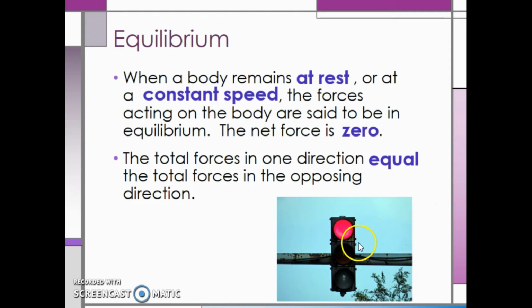The stoplight in this image is in equilibrium because it is not moving up or down. It is at rest. Alternatively, if we have a car moving along a highway at a constant speed, the car is also in equilibrium, and the net force on the car is zero, meaning the total forces propelling the car forward are equal to the total forces holding the car back.